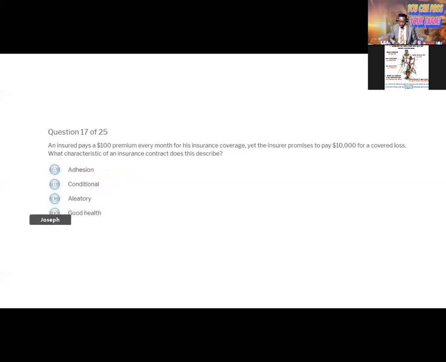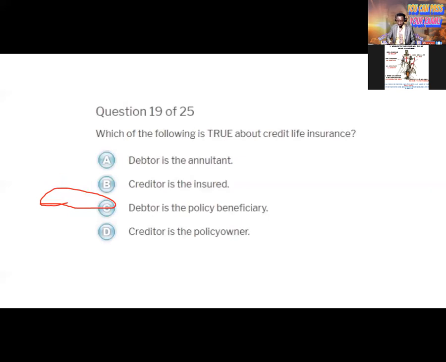So if I just click that to make it better for you. Here, the answer is C. Aleatory. So an insurance contract is an aleatory contract, which means exchange of unequal value. What you pay, either you got more or you got less. It will never be exactly the same amount that you pay. So that's unequal value. That's called aleatory.